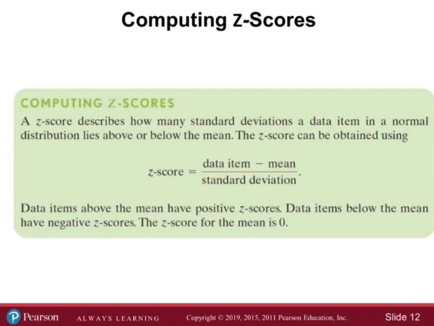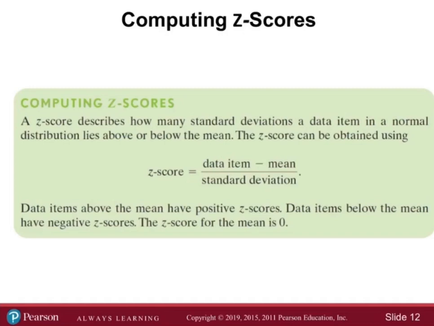So a Z-score describes how many standard deviations a data item in a normal distribution lies above or below the average, right? In the previous example, we started with the average in the center, and then we did it in terms of standard deviation. The Z-score is the exact same thing, but instead of having 70 in the center, a Z-score of 0 means you're at the center. And a Z-score of 1 means you're one standard deviation above the average. So Z is similar to standard deviation, just articulated differently. A Z-score describes how many standard deviations a data item in a normal distribution lies above or below the average.